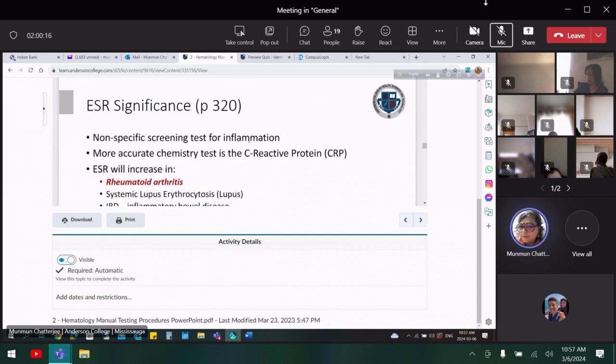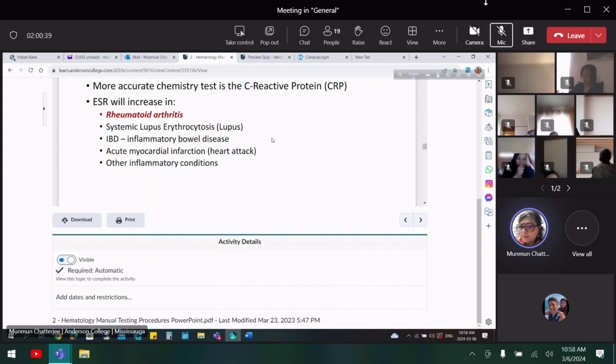ESR significance: a more specific screening test for inflammation, mainly inflammation. When there isn't any problem found anywhere, RBC count, WBC count, nothing, then they ask for the ESR to make sure why there is inflammation or why the joint pain is coming. So ESR increases in rheumatoid arthritis. We all know rheumatoid arthritis. RF is what type of disease? Bone disease. It's autoimmune, ma'am.